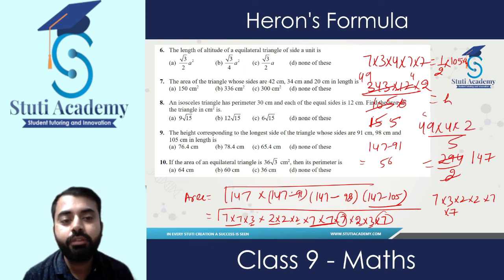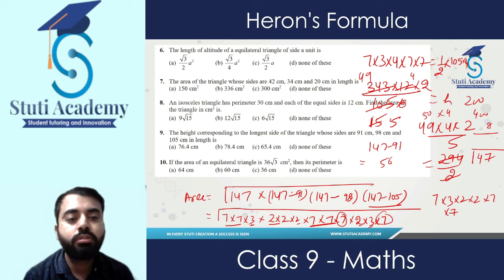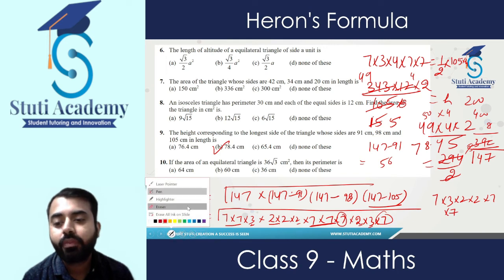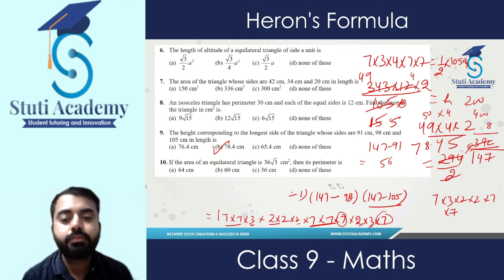So let's just count it as 50. 50 into 4 is 200, and 200 into 2 is 400. I have taken 8 minus an 8 here. You will be getting 392 by 5, which is 78.4. Got your answer. Let me tell you what I did here. Let me just erase this.